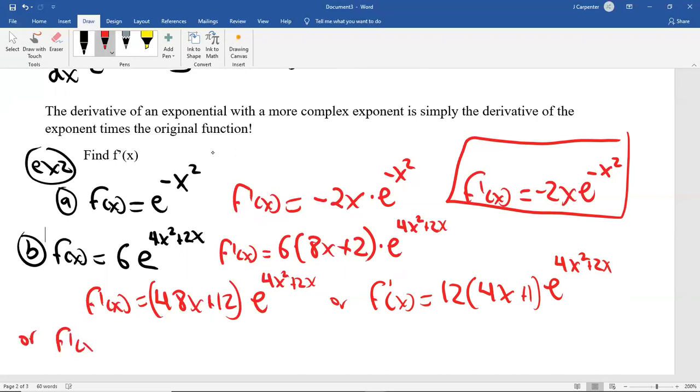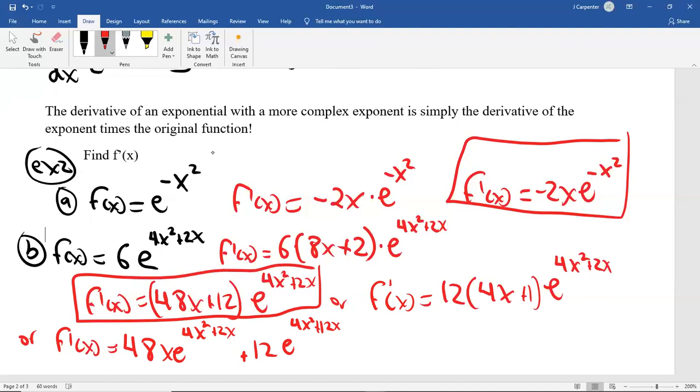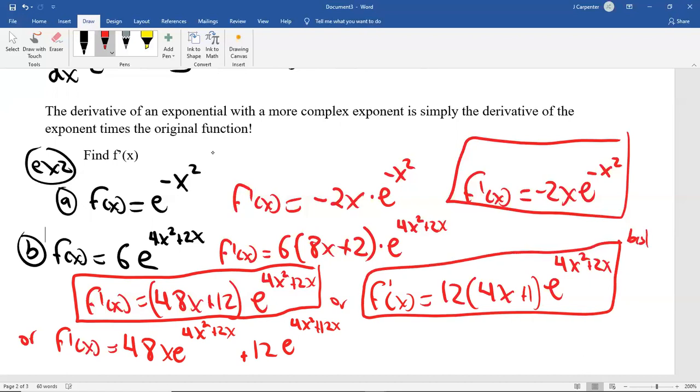Or if you want to make this the ugliest version, this is my least favorite, you could distribute the e to whatever term to the first bit. And again, this is the ugliest one, 48x e to the 4x squared plus 2x, then plus 12 e to the 4x squared plus 12x. All three of those are the same analytically, but I'm going to box up what my favorite two are. I'd go with this one, or really the second one is the best in my opinion. But there's nothing wrong with the last one. It is okay. I just think that it's a lot less writing having to write the e to the blah, blah, blah part only once instead of twice. So that's convenient for me.